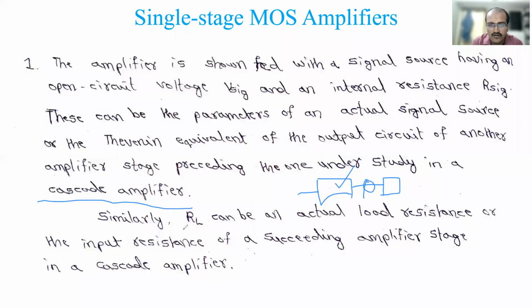Similarly, we have connected a load resistance, right? RL can be an actual load resistance or the input resistance of a succeeding amplifier stage. So in the MOSFET, the input resistance we will normally take is RG, the gate resistance. So if I consider that resistance, I call it RL, or just a resistance. This may act as a load to this amplifier, or as an input resistance to the next amplifier, right? That's the meaning.